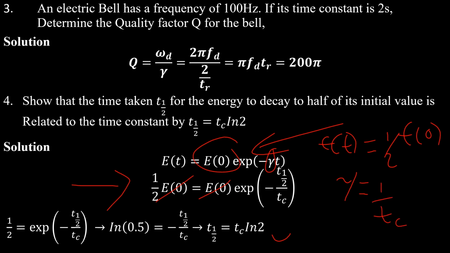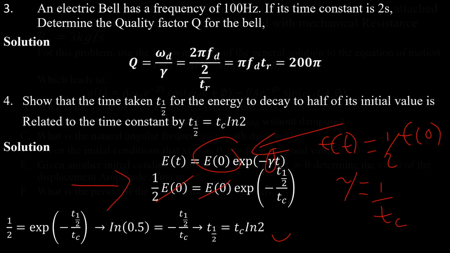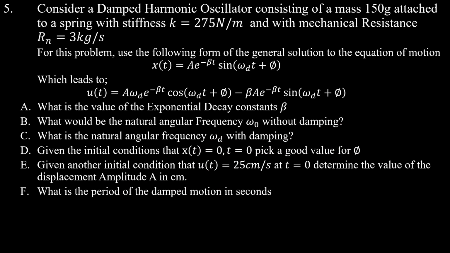So if you replace that, you have the final expression. So lastly, number 5, we're given this. Consider a damped harmonic motion or oscillation consisting of a mass of 150 grams attached to a spring of stiffness and mechanical resistance. We are asked to find the exponential decay constant. We were given the displacement of the particle. So let's dive in deeply.